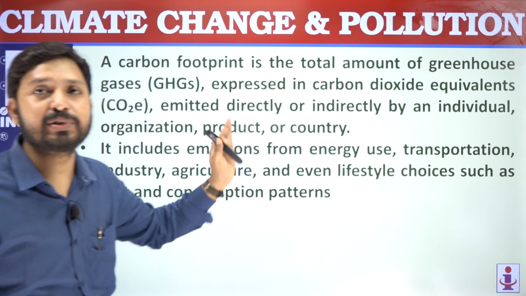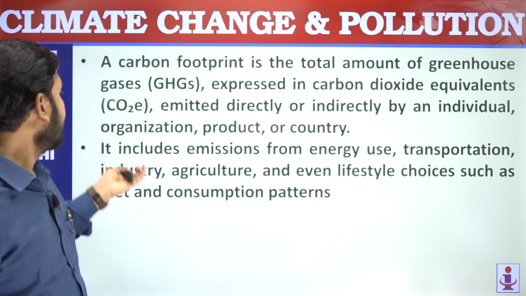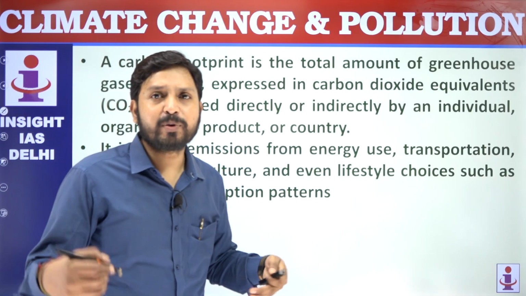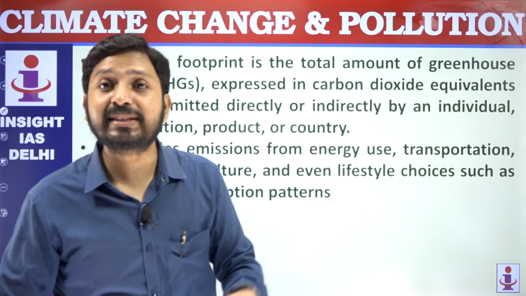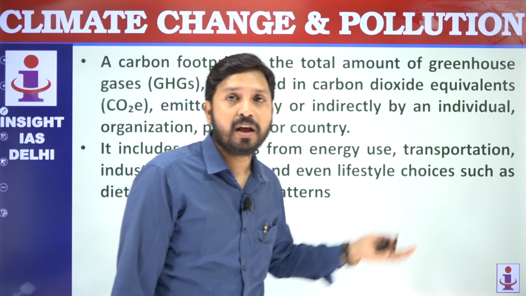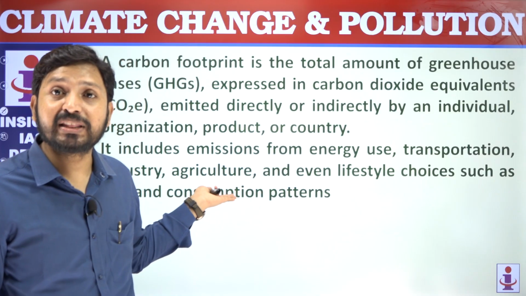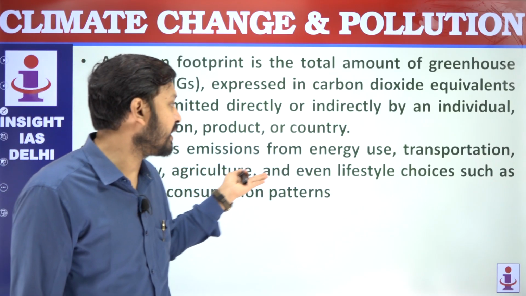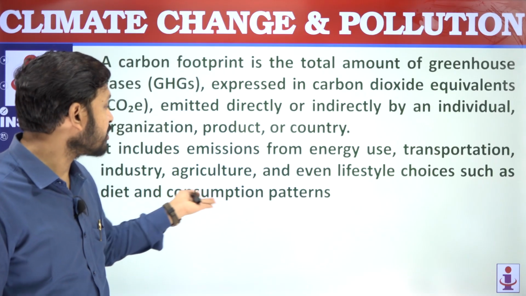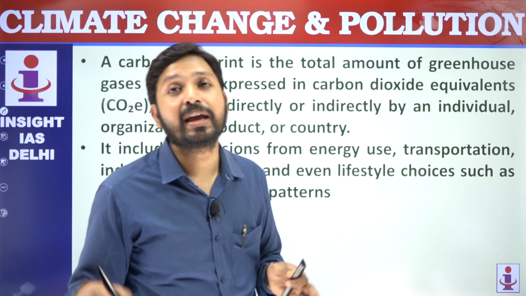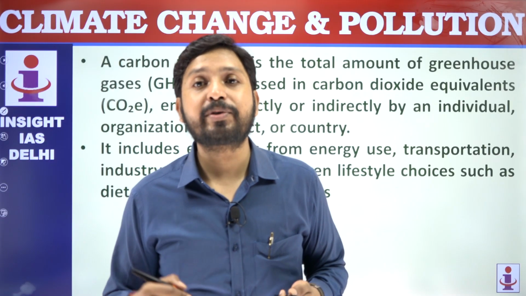So all these emissions come together as carbon footprint. Carbon footprint is nothing but all the greenhouse gases that are released into the atmosphere, right? So where are these coming from? They are coming from energy, transportation, industry, agriculture. Methane and nitrous oxide are coming from agriculture, right? Even lifestyle choices such as dietary patterns and consumption patterns also have a carbon footprint. For example, a vegetarian diet will have a much smaller carbon footprint.